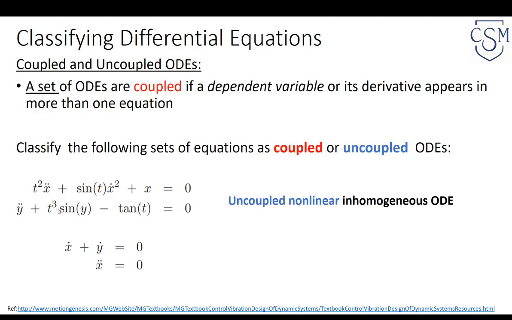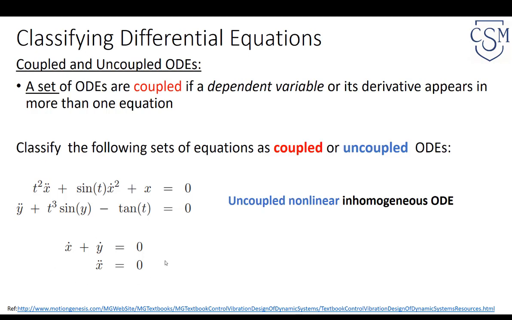We say that this is nonlinear here because this first derivative of x is squared. This is not the second derivative of x, it's the first derivative of x with respect to time, and that is squared. So this is making this a nonlinear ordinary differential equation.